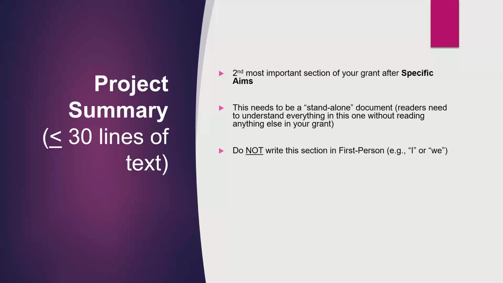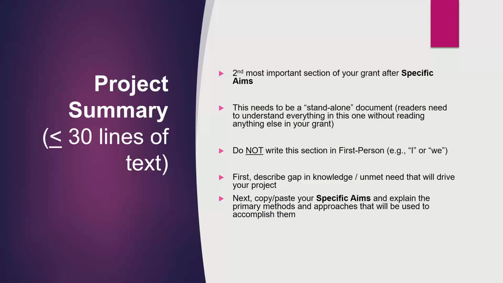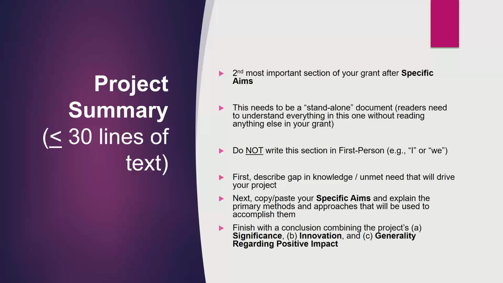This section, not allowed. So first you're going to describe the gap in knowledge, unmet need that will drive your project. So a lot of this is specific aims related that you can pull and reword. Next, you're going to copy and paste your specific aims and explain the primary methods and approaches that will be used to accomplish them. Then you're going to finish with a conclusion combining the project's significance, innovation, and generality regarding positive impact. So you have all of this information in other parts of your grant. You're just going to summarize all this stuff in 30 lines or less and make sure not to use first person, I or we.